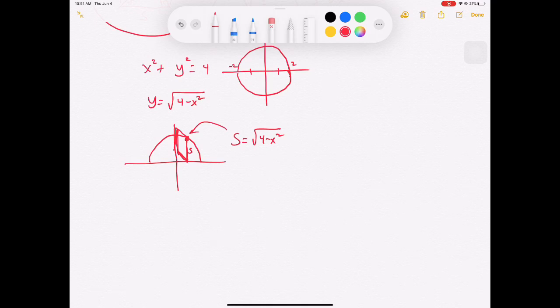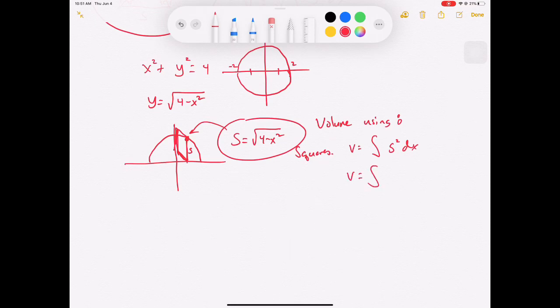So let's talk about the volumes. The volume, we're going to use squares first. Well, isn't the volume equation just the integral of s squared dx? S squared is just our square root of 4 minus x squared, squared, dx.